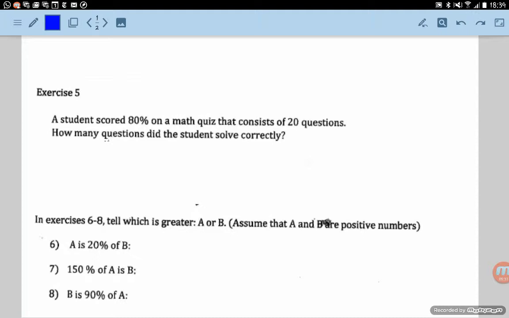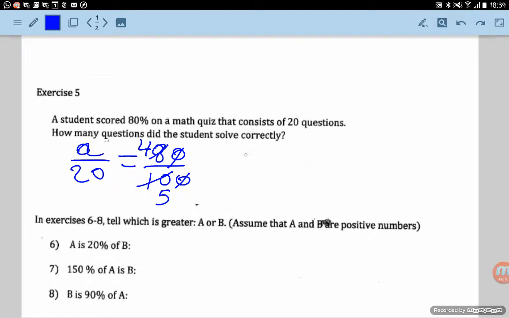Okay, here he wants to find the part. So we are going to write A over 20 equals 80 over 100. Then we are going to simplify the 0 with the 0, and we can also simplify the 10 with the 8. The 10 is going to be 5 and the 8 is going to be 4. Then we are going to write 5A equals 80. Then we are going to divide. So the answer will be A equals 16.